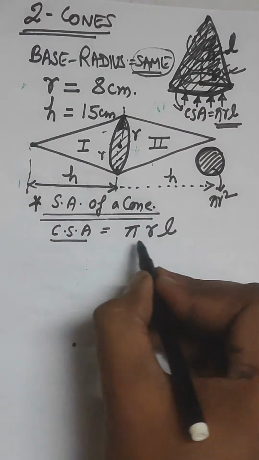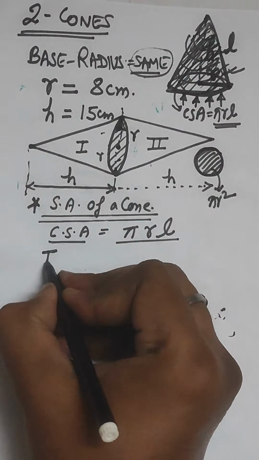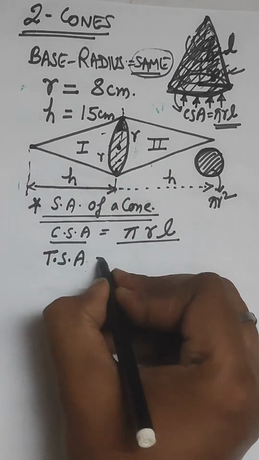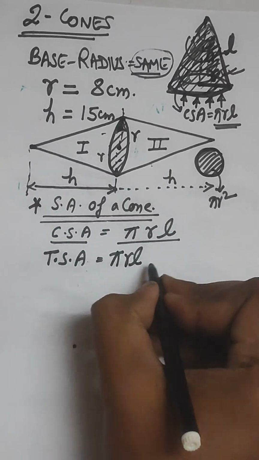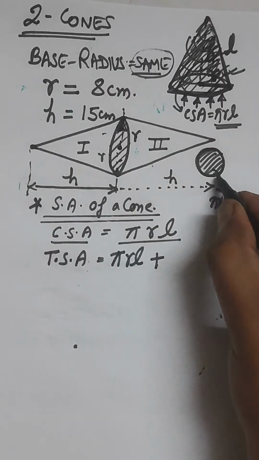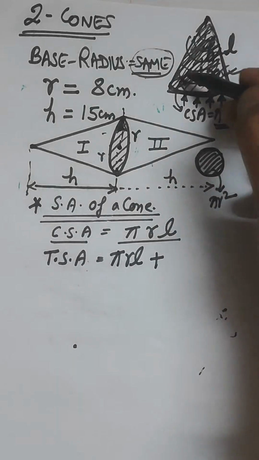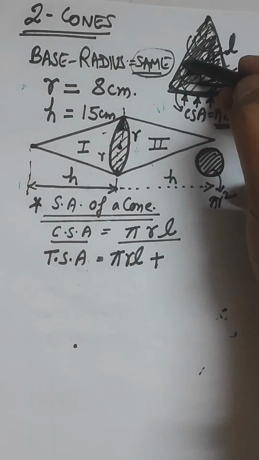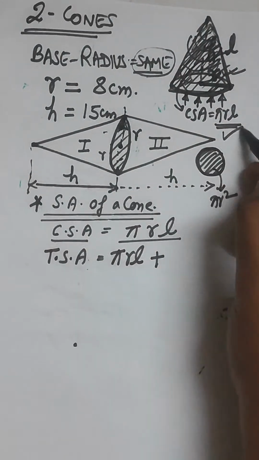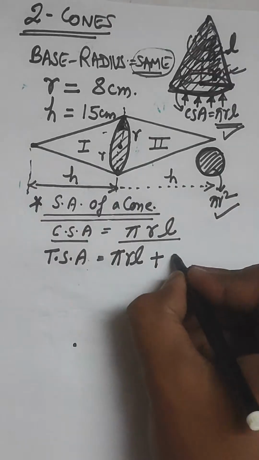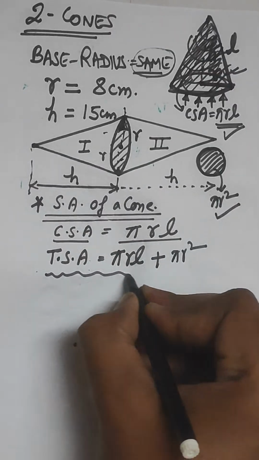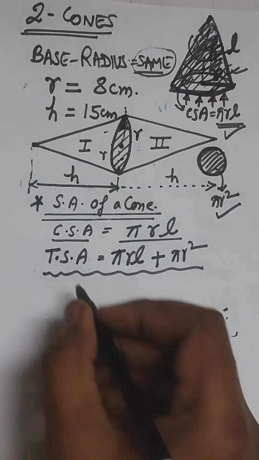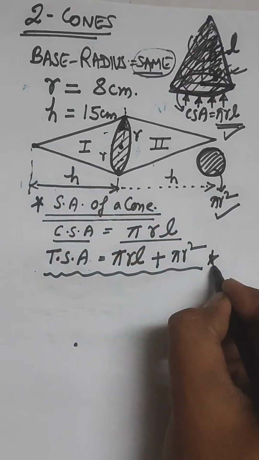So the curved surface area is pi rl, and the total surface area will be this curved surface area, that means pi rl, plus this pi r square, right? That means the softy which you are holding, the area is pi rl plus this pi r square. So this is the concept of surface area which we are closing over here. Now we are just going directly to solve the question.